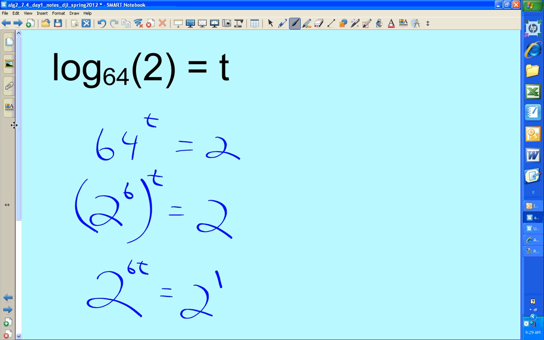How can we put a 1 over the 2? Well, we don't normally do that. 2 to what power is this? Okay, 1. So I just wrote it here so it would be easy for you to see that 1 was equal to 6t. You don't have to do that, but you have to get 1 equals 6t.